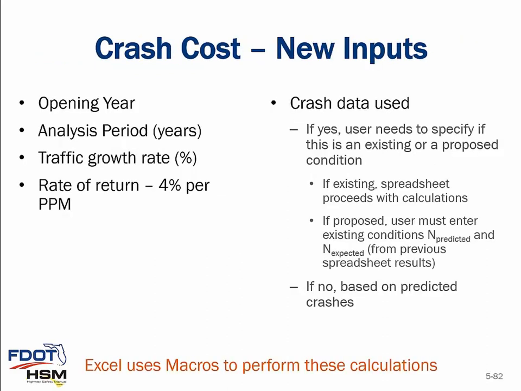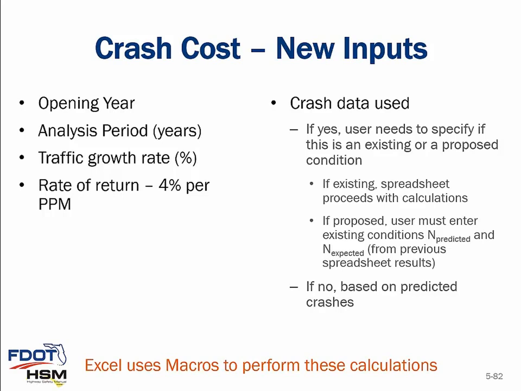Some of the things that we need as inputs into the benefit cost part of the spreadsheet, or the cost calculation spreadsheet, are shown here. We need to know the opening year of the facility. We need to know the analysis period. In this particular case, it's 20 years because the life cycle of the facility is 20 years. We need to know the traffic growth rate: what is the traffic going to grow on an annual basis, 1%, 2%, 0.2%, whatever it is. And then what is the rate of return? Per the FDOT PPM, we should use 4%, but you may be doing something that's not FDOT and need to use a different rate, so you have the flexibility to do that.